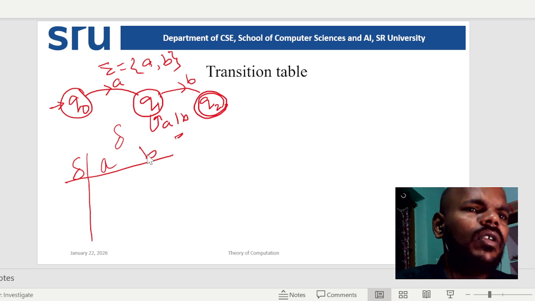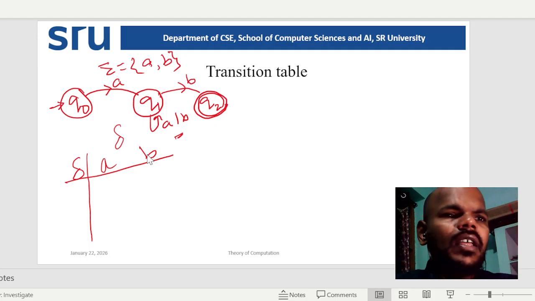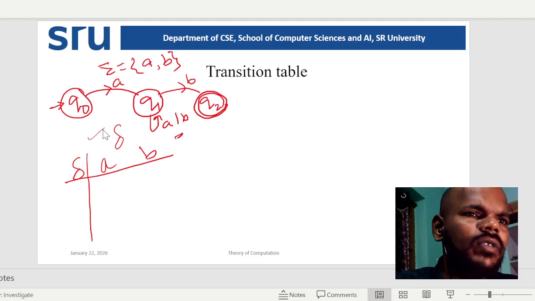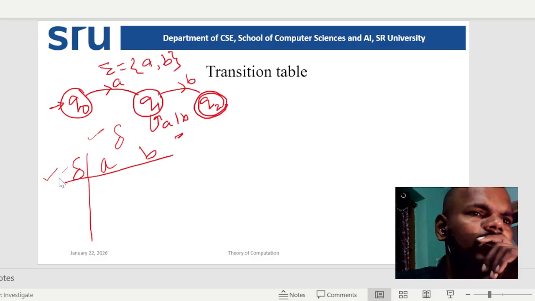Just now I told you it is not necessary that the left side should be rows of states and columns of input symbols, or vice versa. Row-wise you can take states or input symbols, and column-wise you can take states or input symbols, but it should represent the transition function. Now I am taking the reverse: this side I am taking the states, and this side I am taking the input symbols.